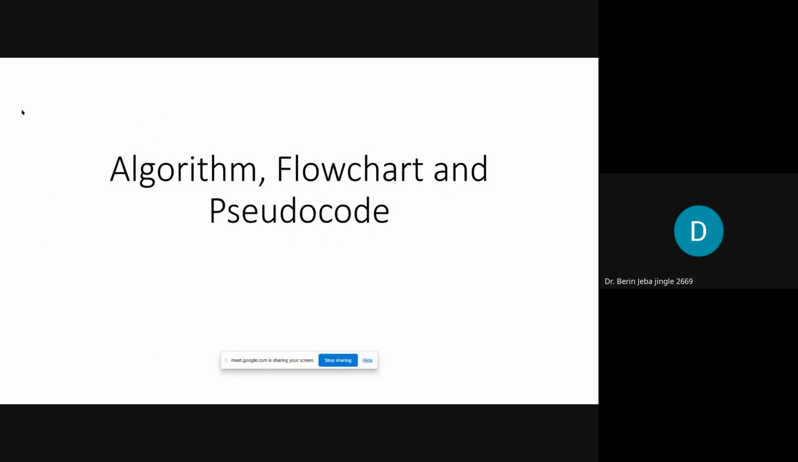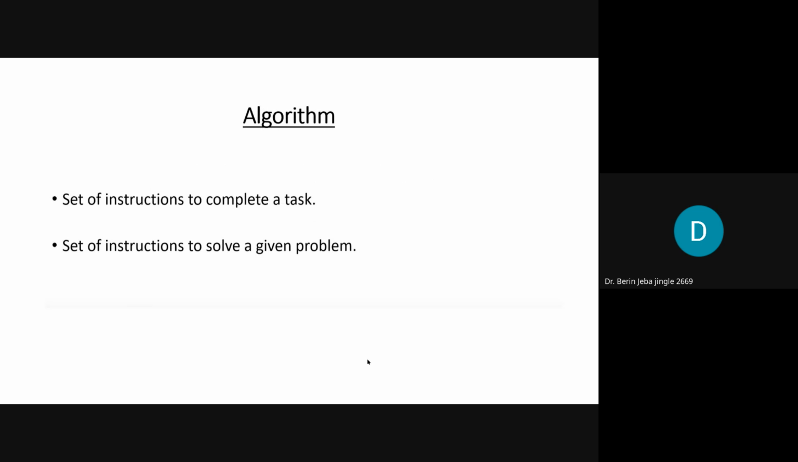Yes, ma'am. Okay. Now today we are going to study another topic, that is algorithm, flowchart, and pseudocode. It's the basic thing we have to know before going into C programming. So first of all, algorithm. What is an algorithm? It is a set of step-by-step instructions which is used to solve a given problem.